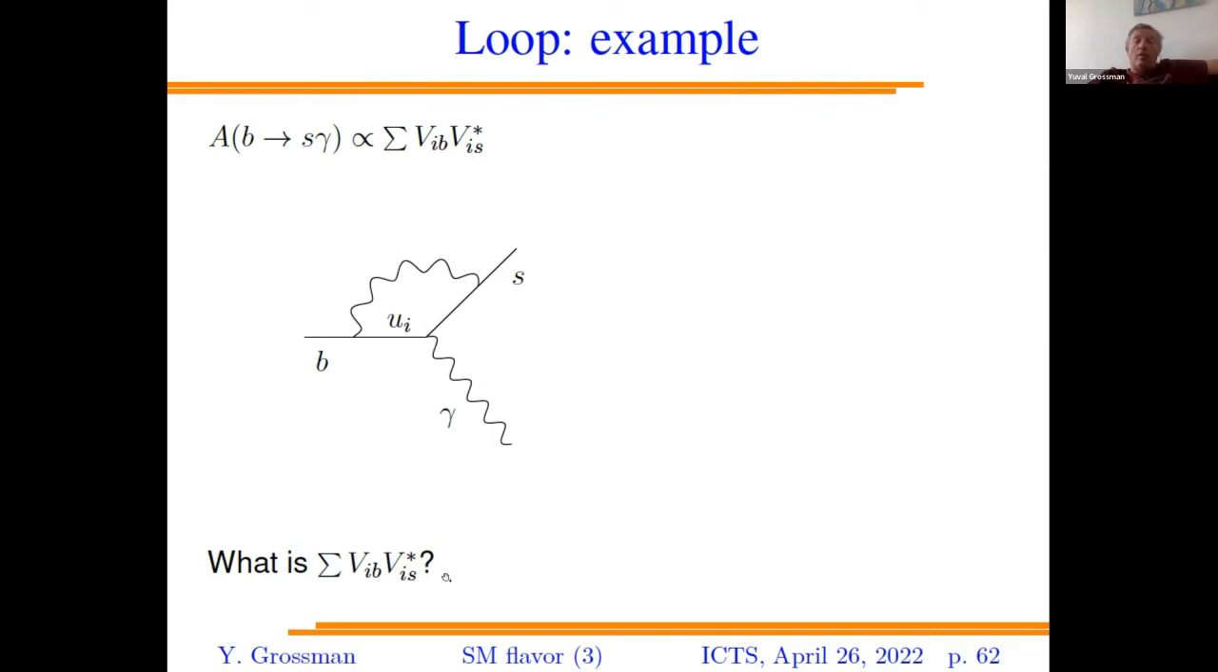Now I'm asking you, what is V_ib V_is*? That's a question. And, you know, if we were in front of each other, I would call out someone to tell me what the answer is. But now I hope someone can write it in the chat very quickly. What is the value of V_ib V_is*, which is the factor that appears here? 0, 0. 0, yes, very nice.